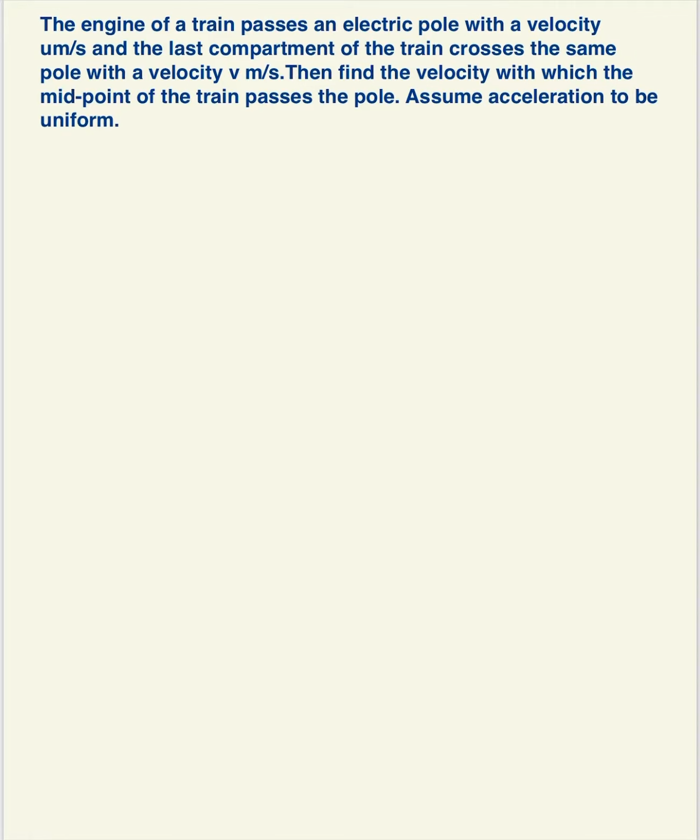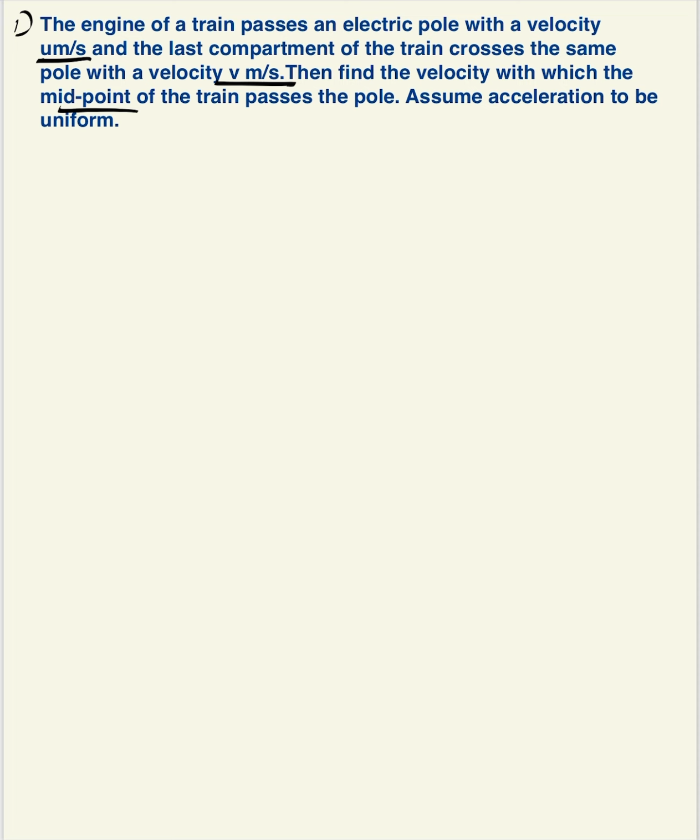Dear students, today we learn the two important applications in motion in a straight line. First one, an engine of a train passes an electric pole with a velocity u meter per second. The last compartment of the train crosses the same pole with a velocity v meter per second. Find the velocity with which the midpoint of the train passes the pole, assuming the acceleration is uniform.